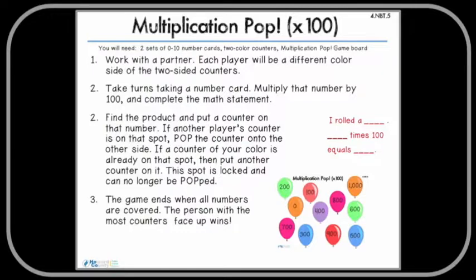To scaffold understanding, the game Multiplication Pop can be played in the classroom. This game builds on previous understanding of multiplying by multiples of 10. The game reinforces place value understanding and how multiplying by 100 creates a number that is 100 times larger.